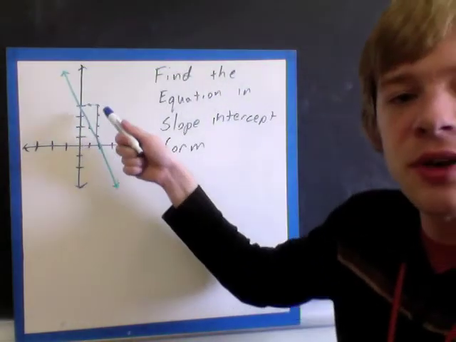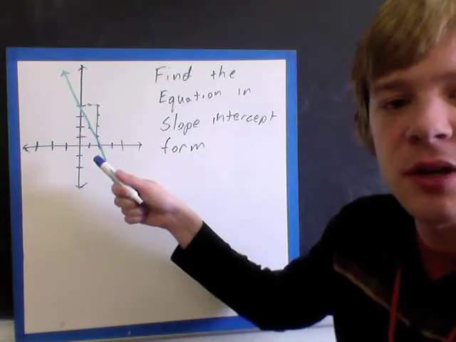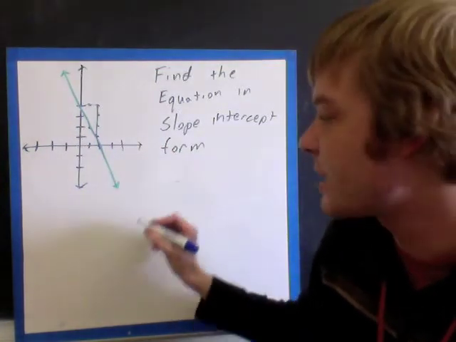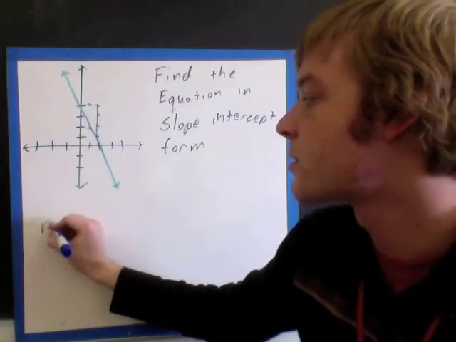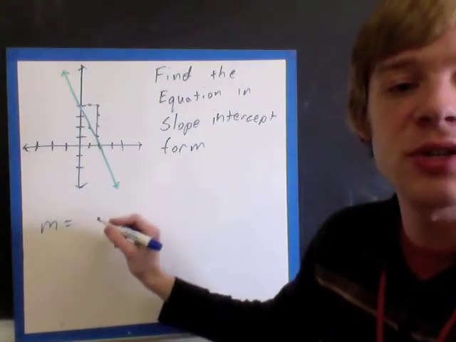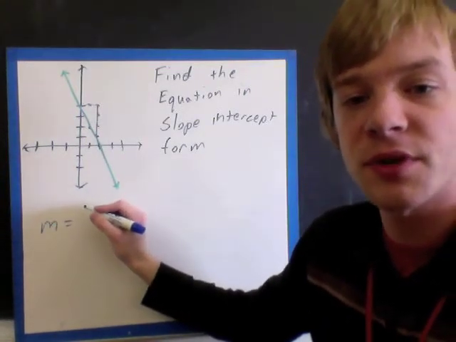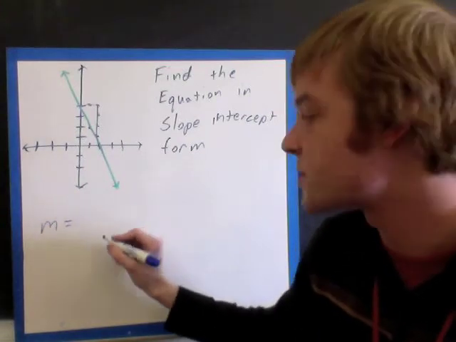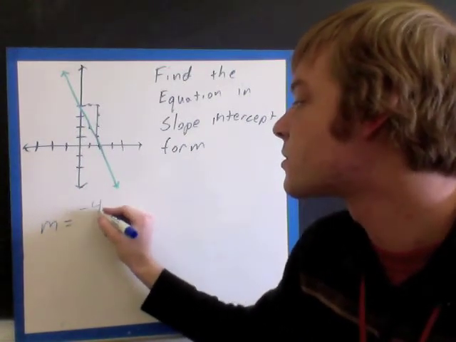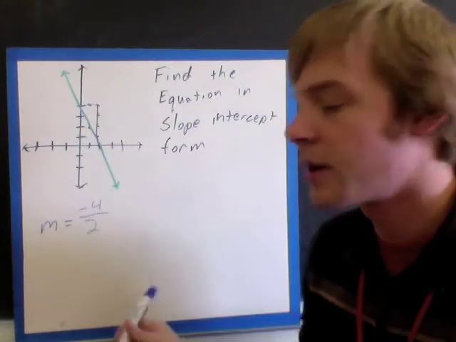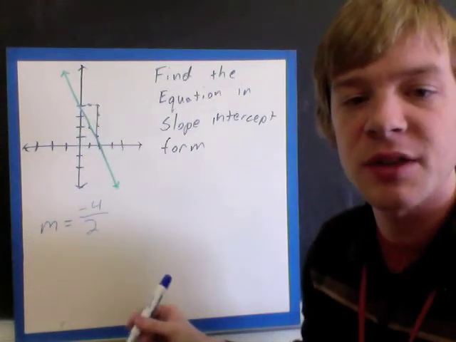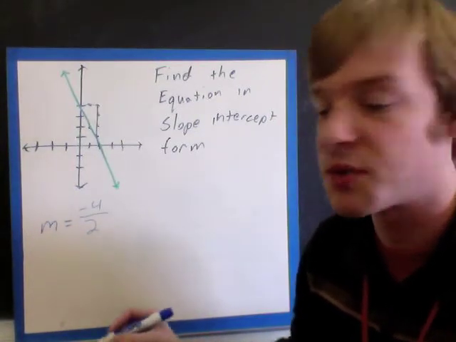So if you notice, I go down 4 spaces here, and I also go over 2. So my m, my slope, is going to be equal to the rise over run, so it's going to be -4, since I'm going down, over +2. And if you simplify this, if you divide them, you're just going to get m equals -2.